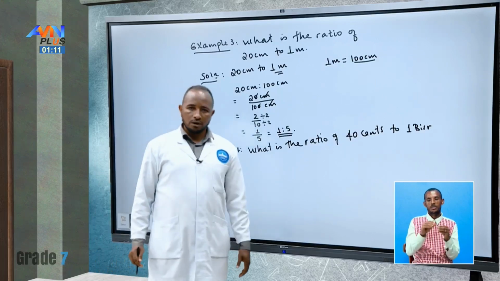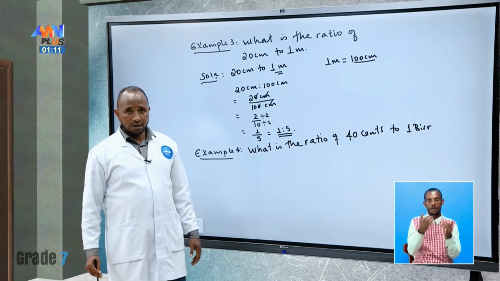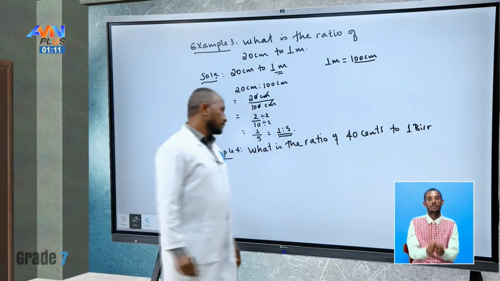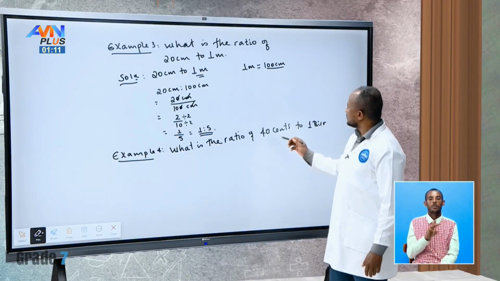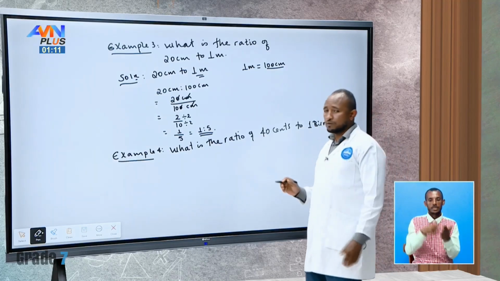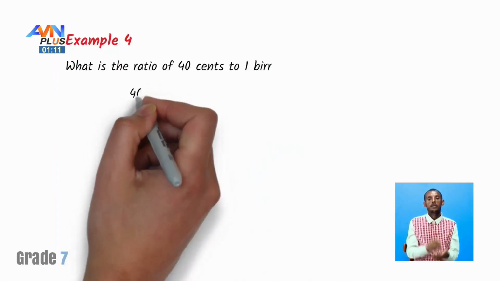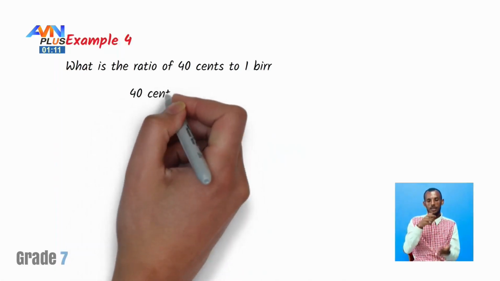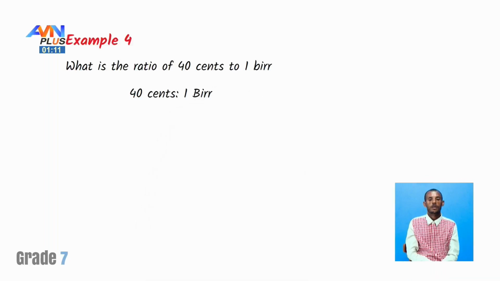Students, have you tried the question? Good. Now let's see the answer together. We are asked to find the ratio of 40 cents to 1 birr. So it is 40 cents to 1 birr.